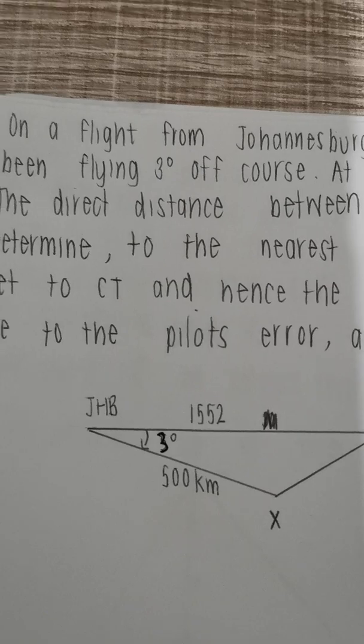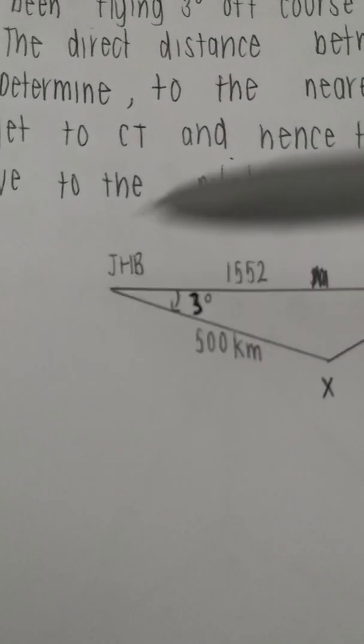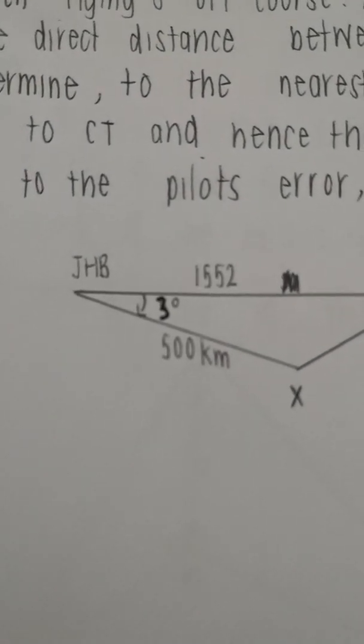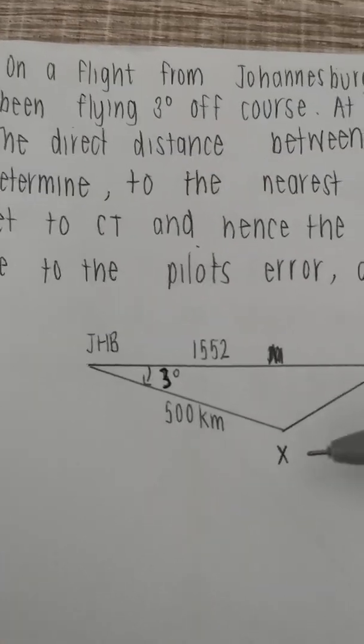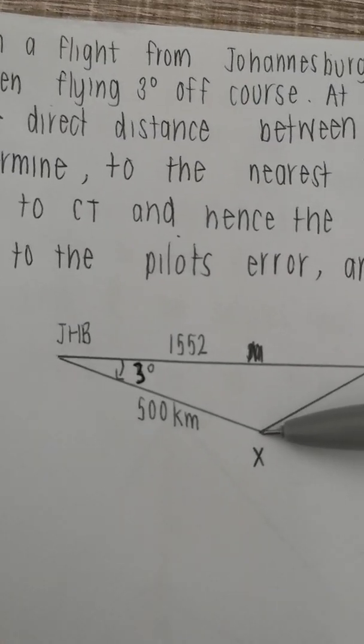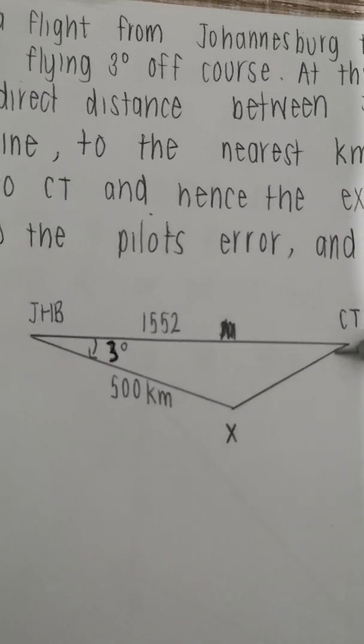There's the 500 kilometers. It says the direct distance between the Johannesburg airport and the Cape Town airport is 1,552 kilometers. I fill that in from here to here, which is what he's supposed to travel. It says determine to the nearest kilometer the distance the plane has to travel to get to Cape Town. So remember, he's at this point over here. We need to get now to Cape Town. So how much is this distance over here?